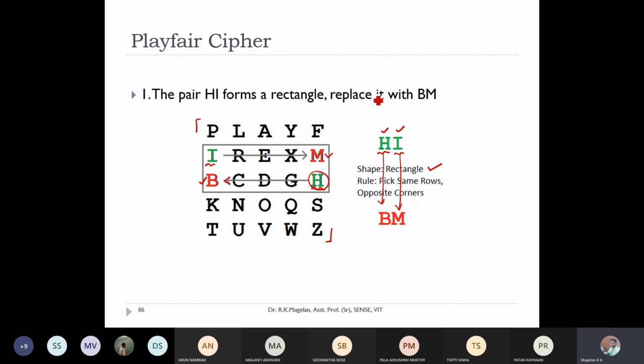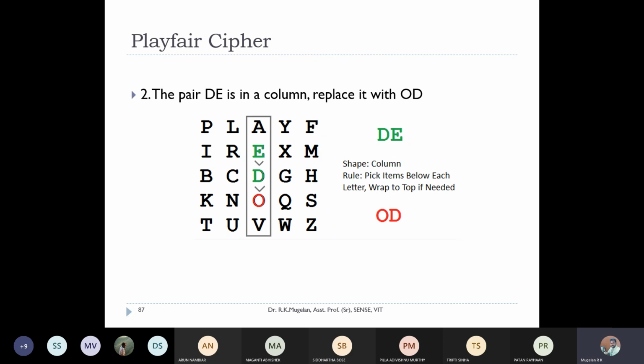This is the second rule. That is, if you are forming a rectangle shape, you have to choose the elements which are in opposite corners, which are of the same rows. Okay. Now we go for the second element, HIDE, right?